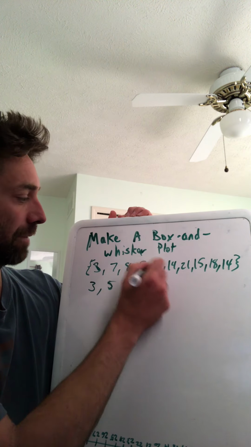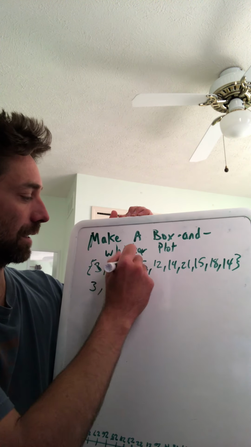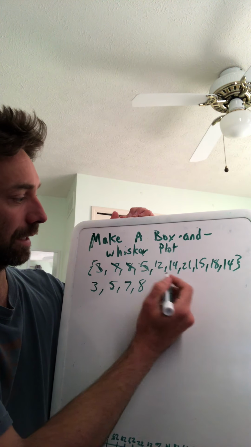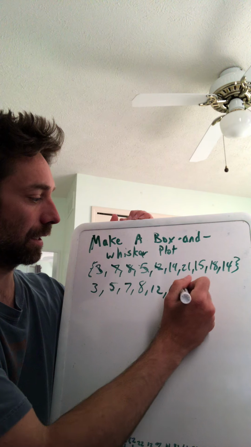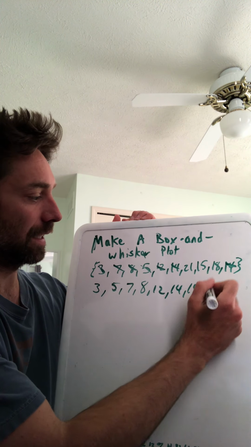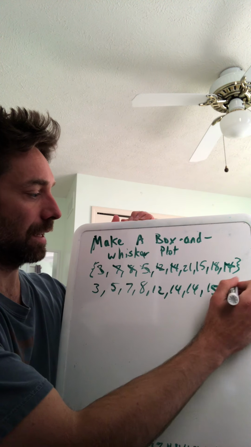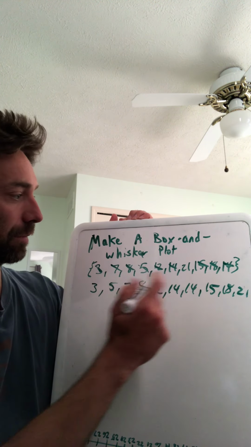I got a 3, a 5, I'm crossing them off as I go. I got a 7, I got an 8. Next smallest one is 12. I got two 14s, make sure I get both of those on there. I got a 15. I have 18. And I have just enough room. I got 21. All right, so let me double check.